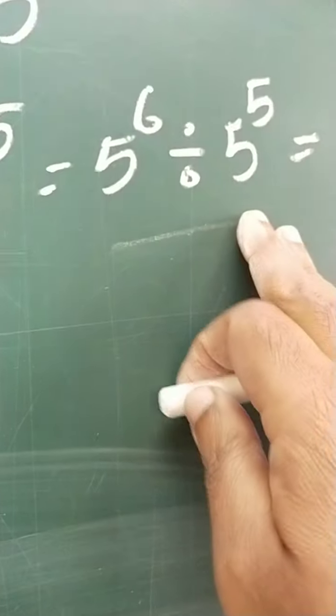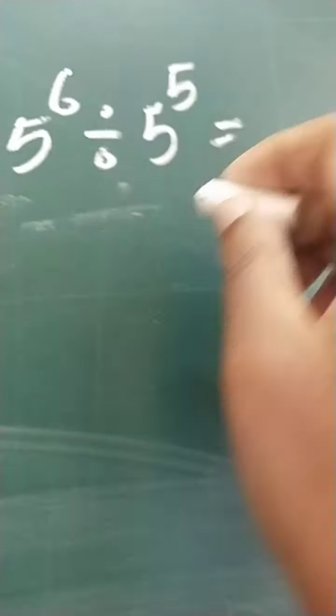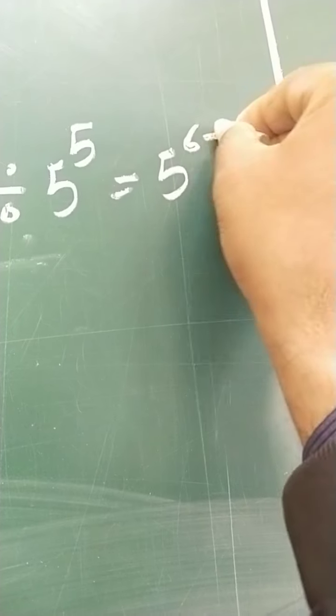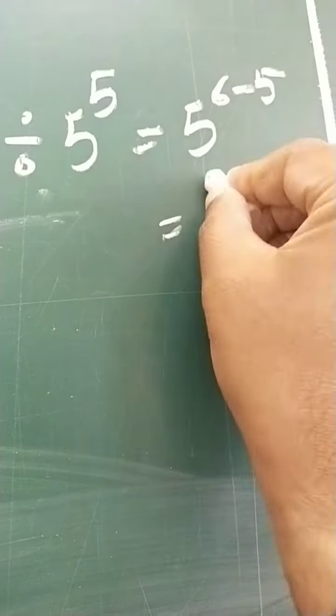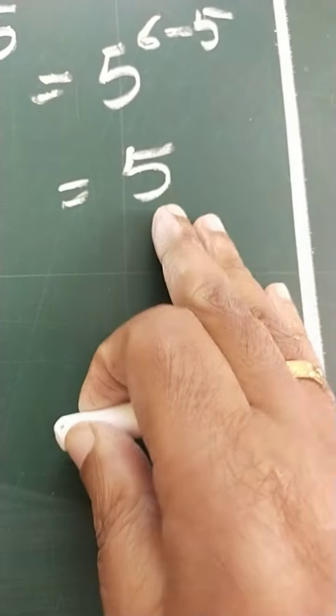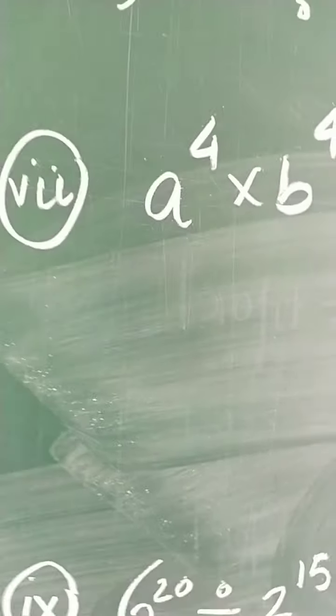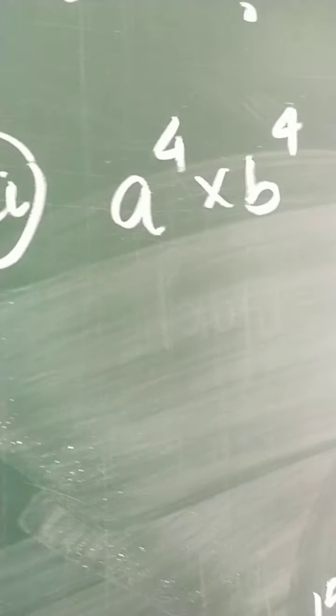Now finally see, these two are carrying the same base, and a division sign is in between, so we have to subtract the powers. 6 minus 5, so the answer would be 5 only. We do not write 5 to the power 1. If you just write 5, that itself means that it is carrying 1 as a power. Fine.